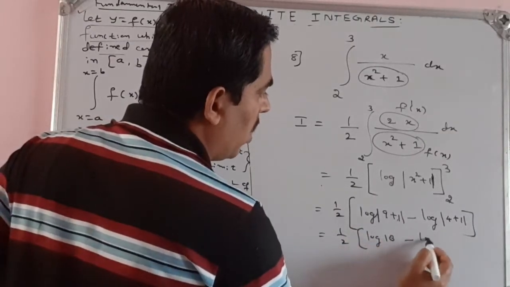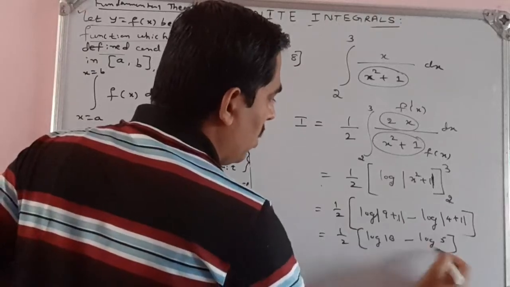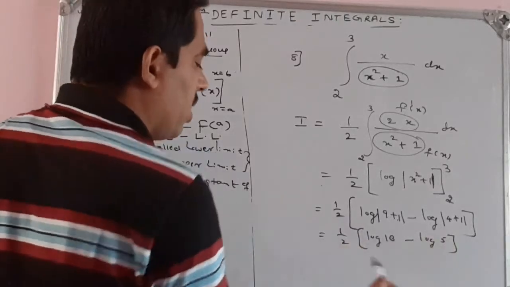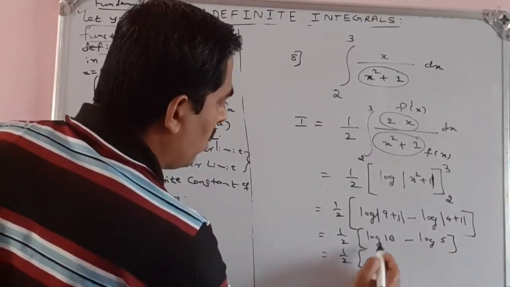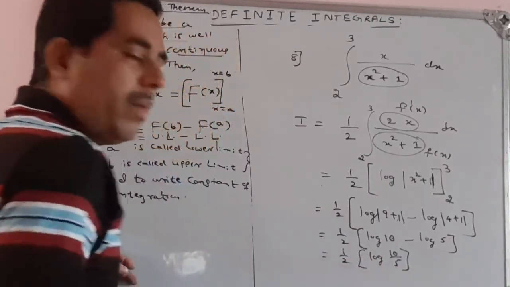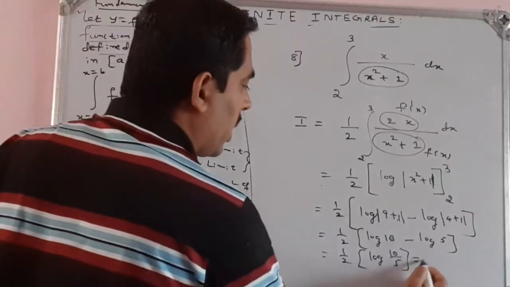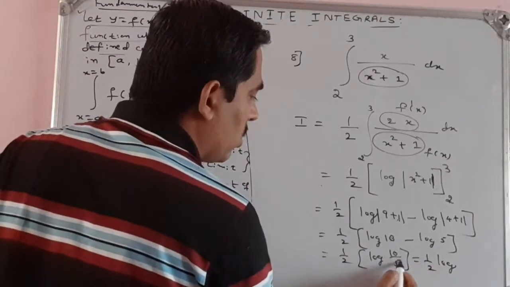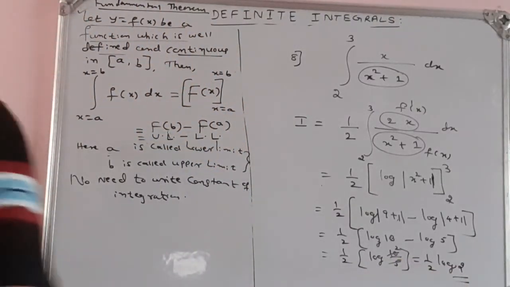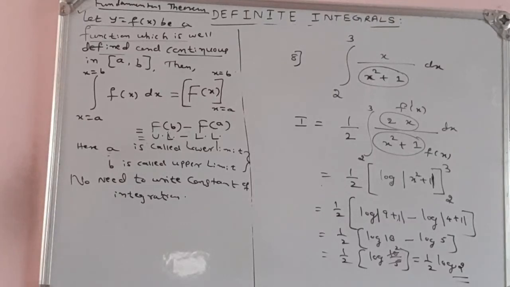Of course it is positive. So log of 4 plus 1 is log 5. So log 10 minus log 5. It is already positive, therefore we need not write mod again. Half into log m minus log n, I can write as log m by n. So log of 10 divided by 5. So I can write it as half into log 2. Half into log 2, so that is the simplified answer.